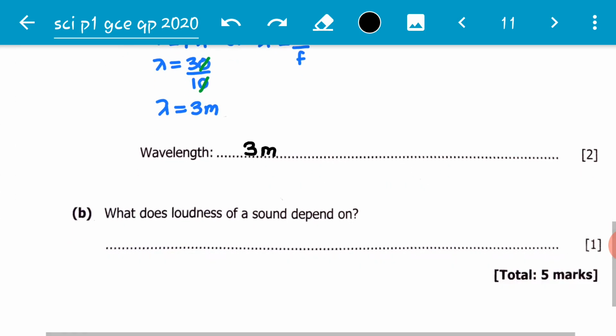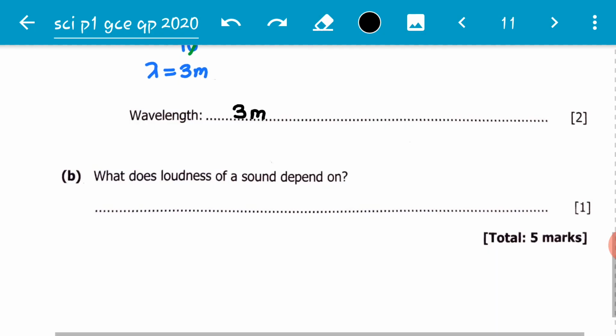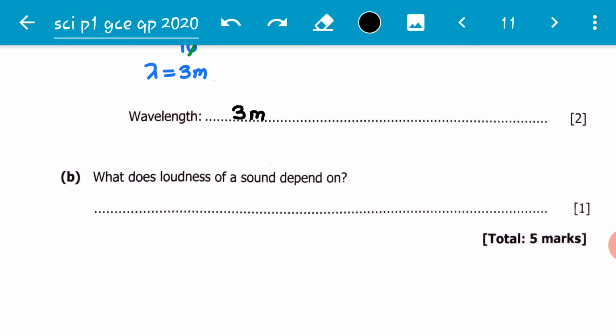Now, we go to the last question, which is B. What does loudness of sound depend on? The loudness of sound only depends on one single property of a wave, and that is the amplitude of the wave. The higher the amplitude, the louder the sound. The lower the amplitude, the less loud the sound is.